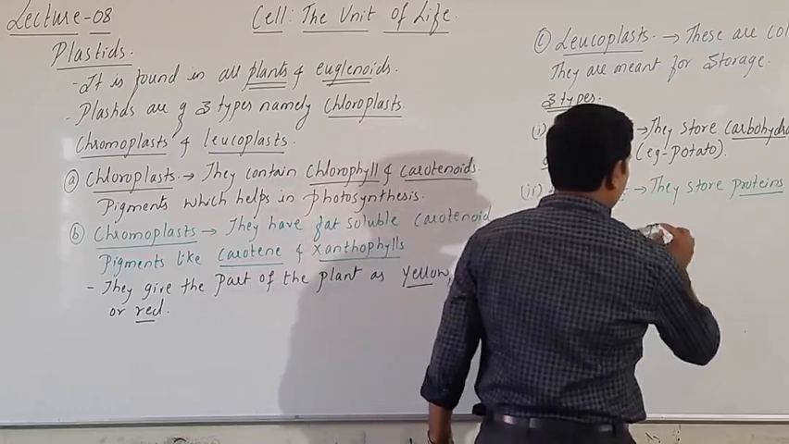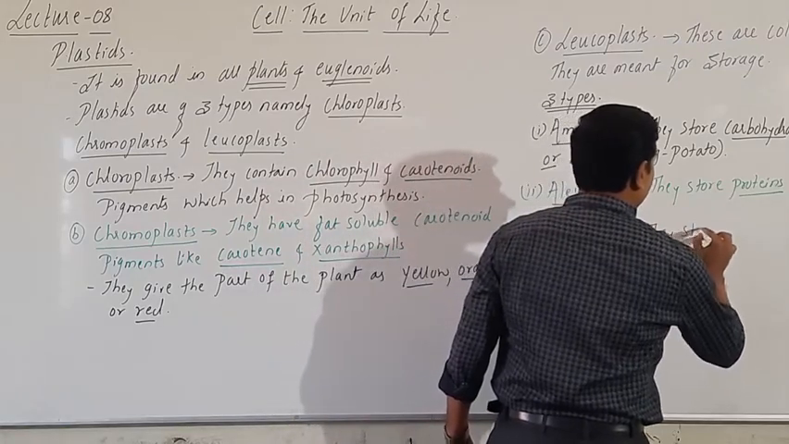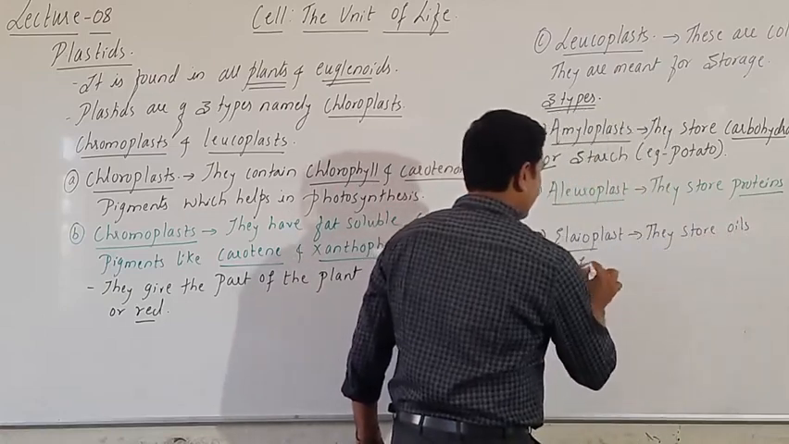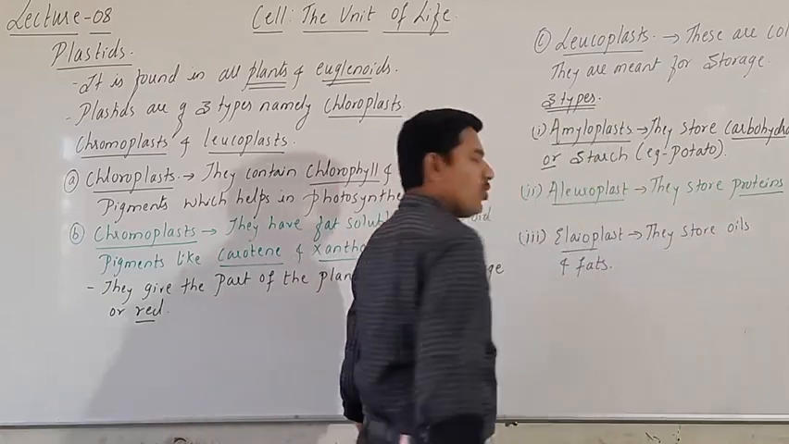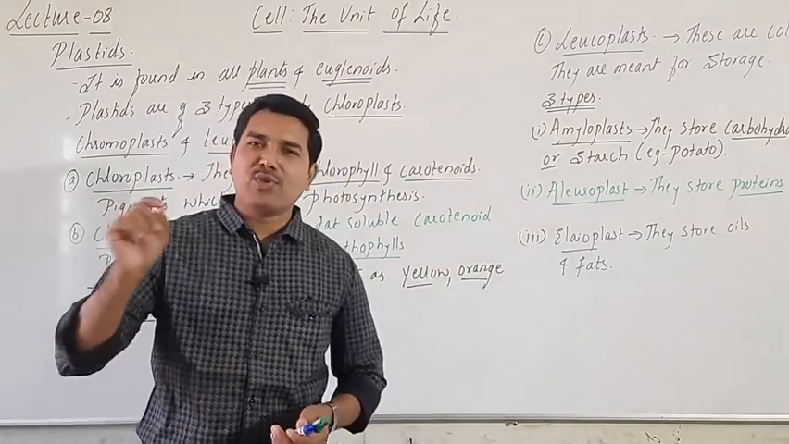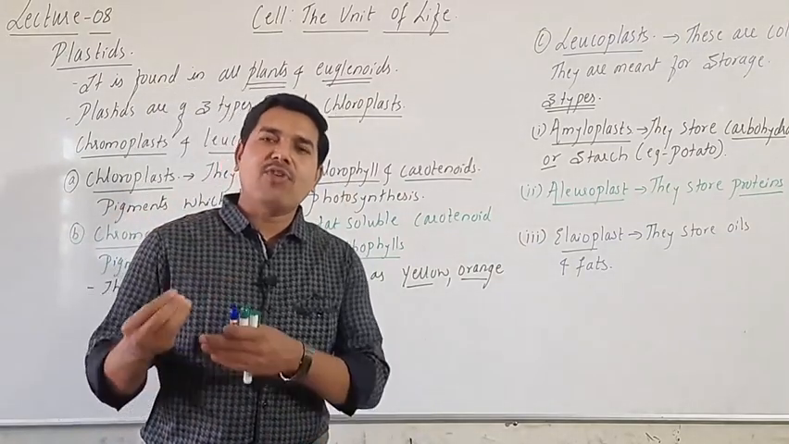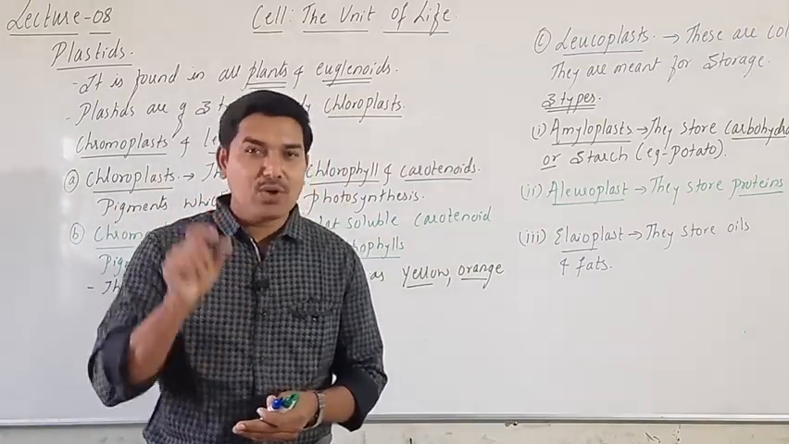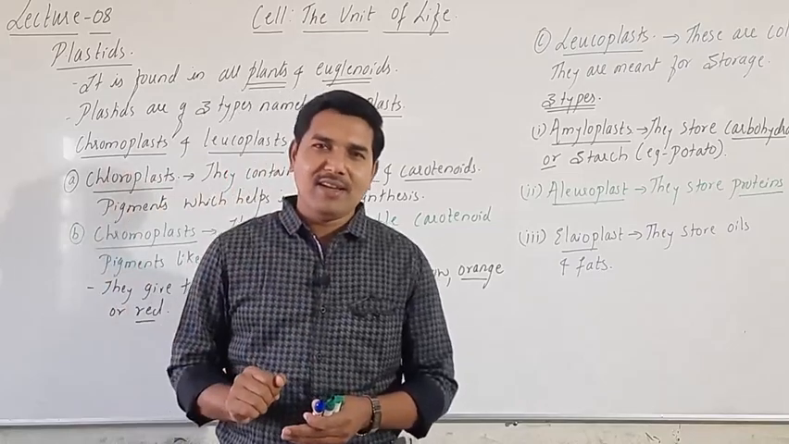Leukoplasts store oils and fats. So the cells that store oils and fats are leukoplasts, oil storing cells, like that of eucalyptus. Eucalyptus, that is, from the eucalyptus tree they extract eucalyptus oil, and from the castor plant they extract castor oil, right?